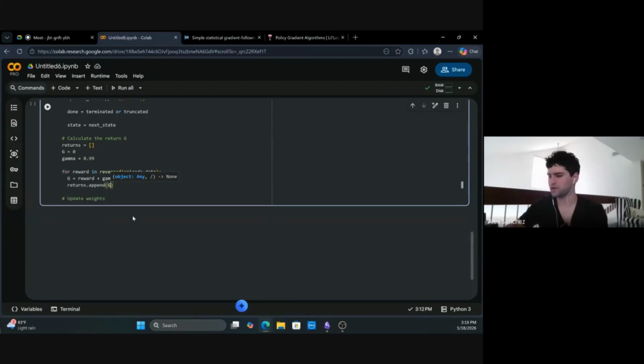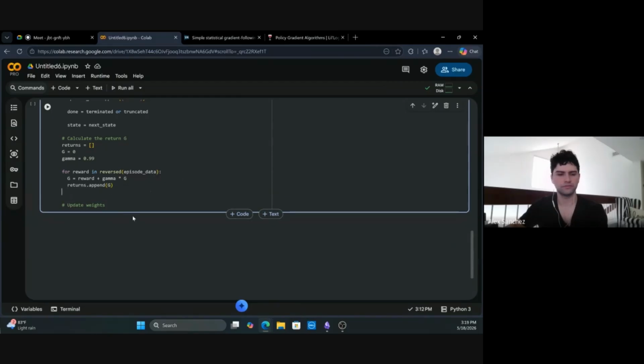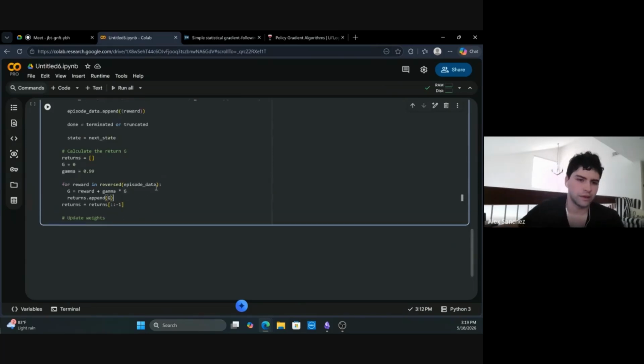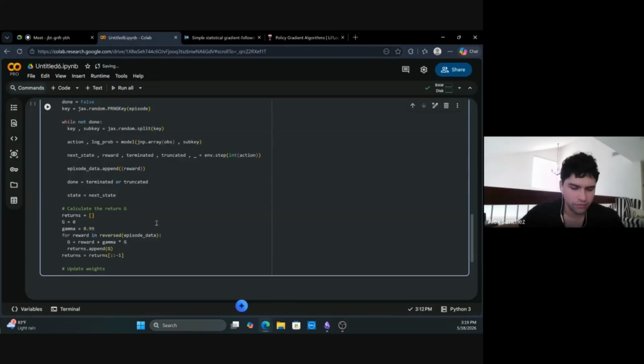this G. And then let's just reverse it. I'll explain this now. So remember, what we're doing here is we're starting from the very last reward. So at time step 500, what was the reward for 499? And we add this to our G.